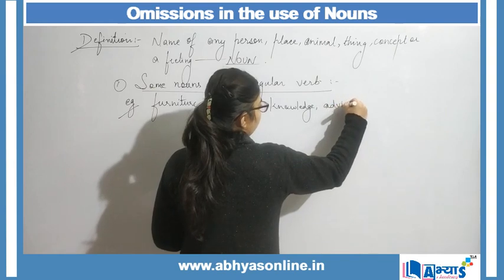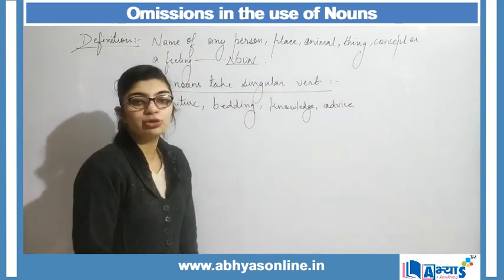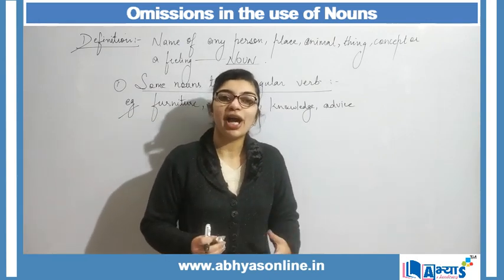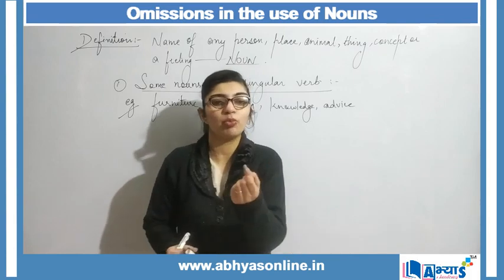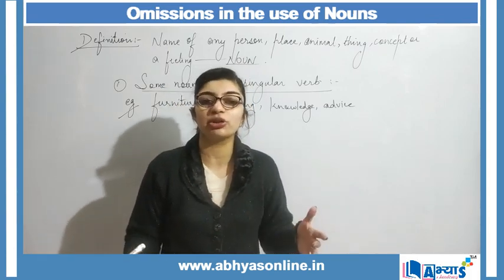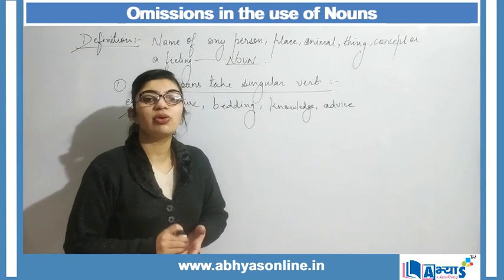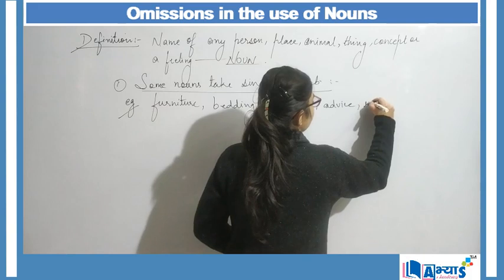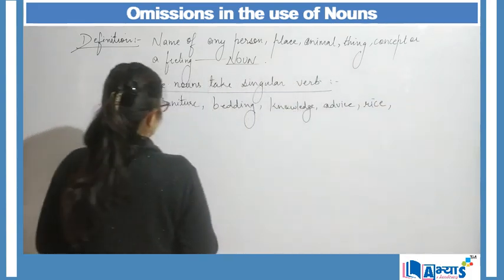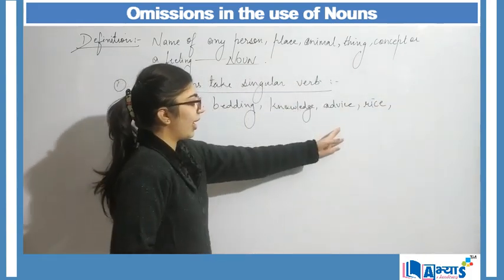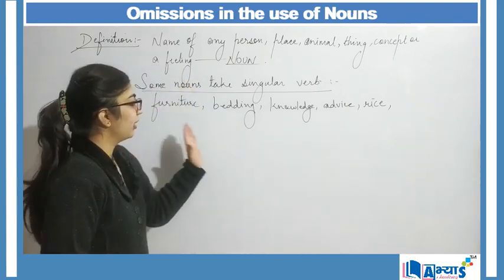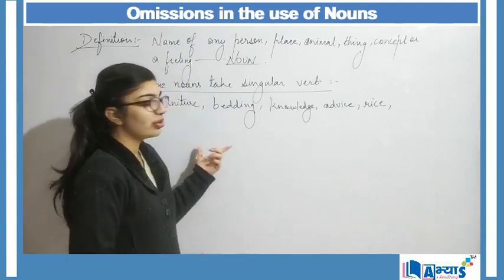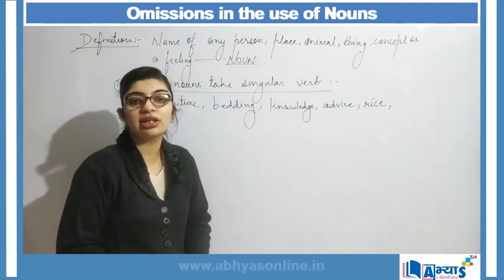Advice. Has anyone heard of the word knowledges? I have lots of knowledges. Even if I use lots of, I will say knowledge, because even if you have 1% of knowledge or 100% of knowledge, the plural form of knowledge will always remain knowledge. Advice. I can say rice. Advice, rice, furniture, bedding, knowledge, and many more. These are all the words which take just a singular verb.